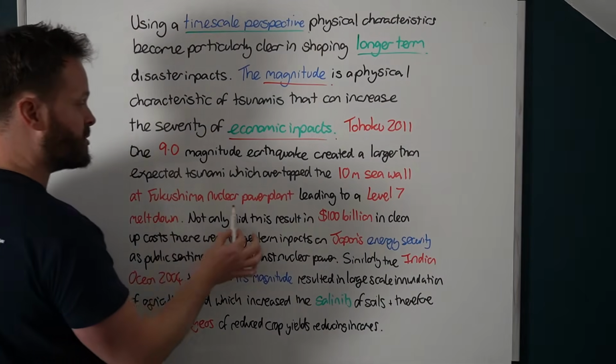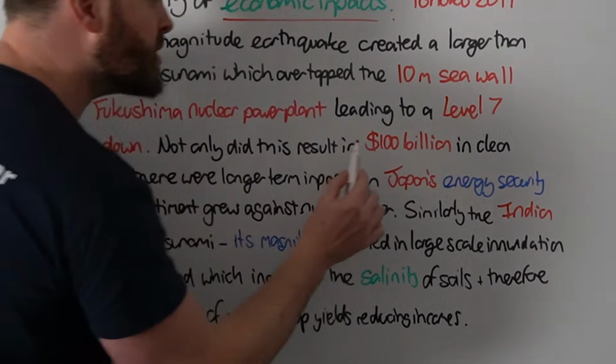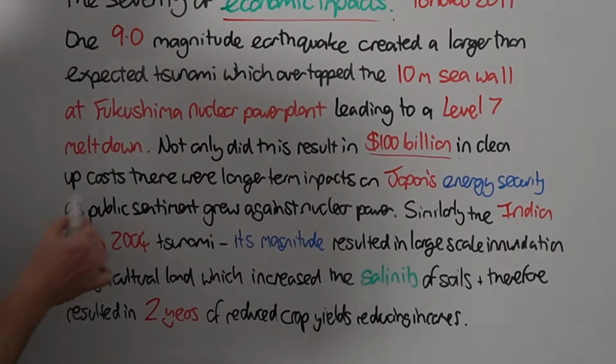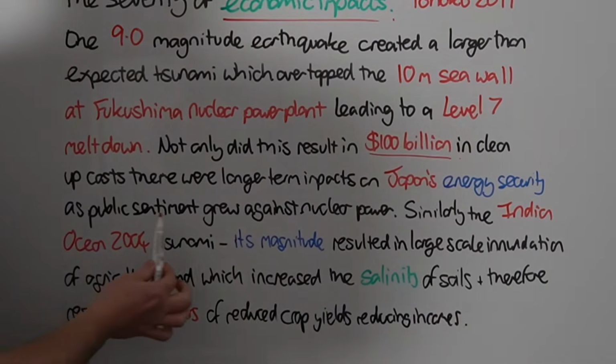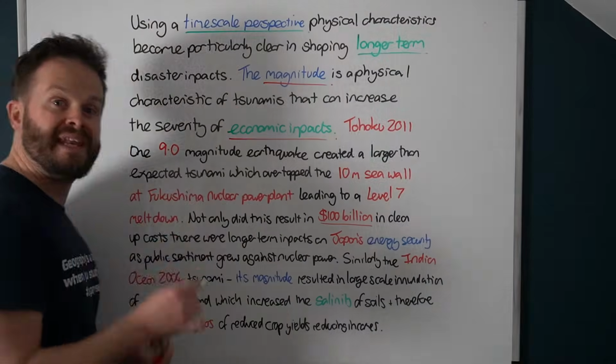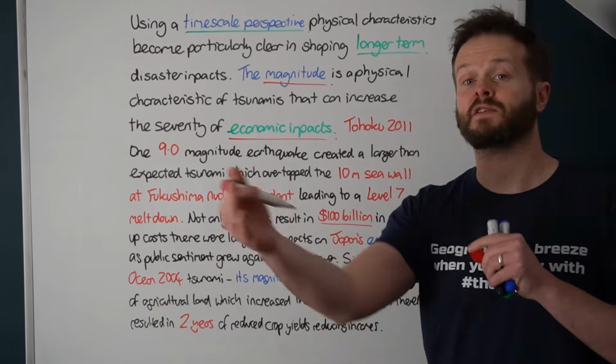So with Tohoku 2011, the 9 magnitude earthquake created a larger than expected tsunami which overtopped the 10-meter seawall at the Fukushima nuclear power plant, leading to a level 7 nuclear meltdown. Not only did this result in $100 billion in cleanup costs, there were longer-term impacts on Japan's energy security as public sentiment grew against nuclear power. Now that will have an economic impact because now they're having to source energy from more expensive foreign sources.